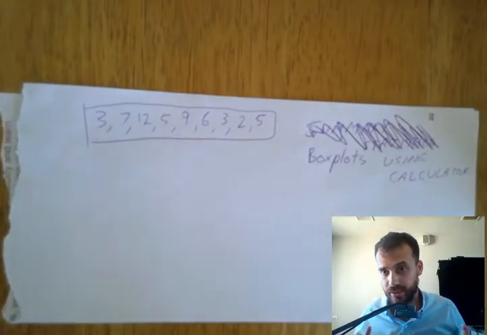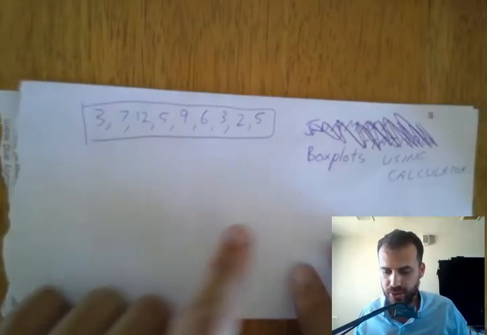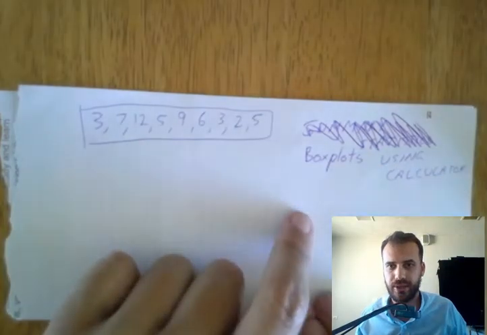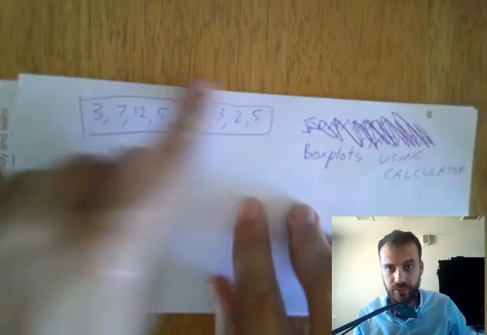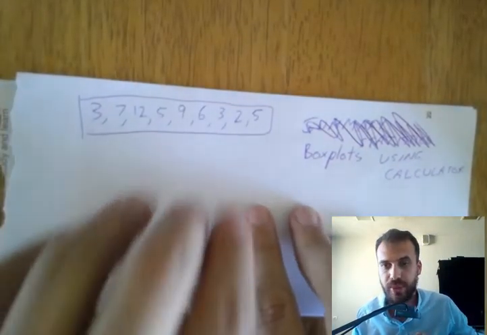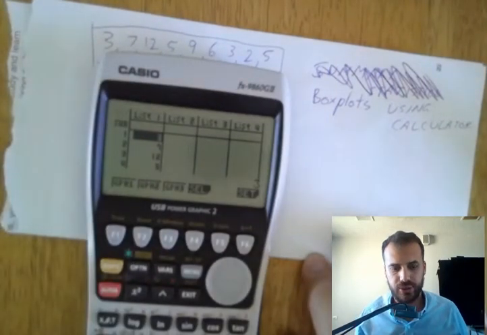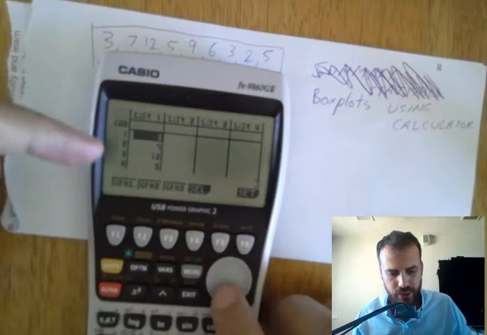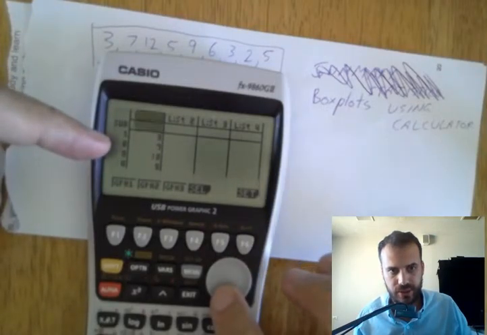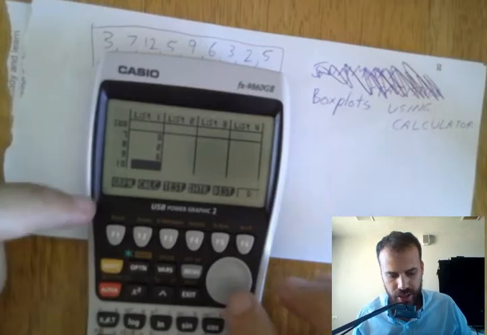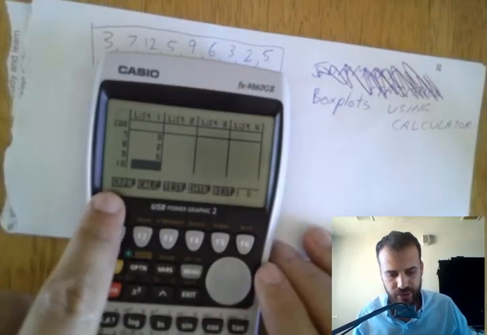Okay, here I'm going to reuse this piece of paper and we're going to talk about box plots using our calculator. So I've got this data set, which you've seen before, and I'm going to make a box plot using that data set. I'm going to use my calculator to do it. Now, I've already typed all of those numbers into list 1, you can see there. And when I do that, I'm going to have the screen that looks like this.